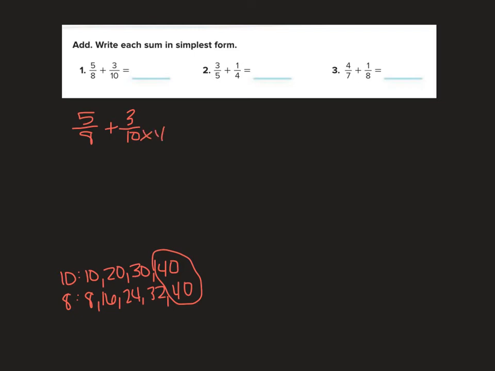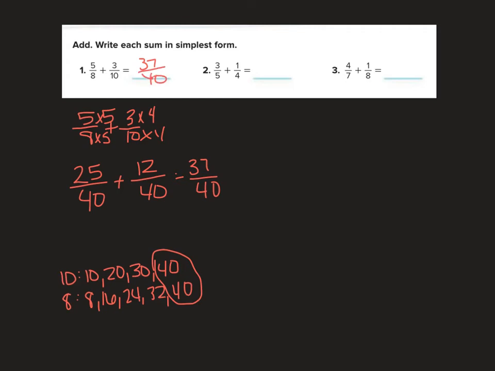So I'm going to multiply by 4 and get 12/40. See how that worked? And then for 5/8, I need to multiply by 5 to get 25/40. Then I can add them together to get 37/40. Now, can that be simplified at all? No, that's good. 37/40. I don't know any numbers that go into 37. I'm going to guess it's a prime number.